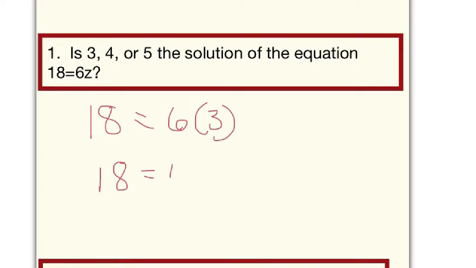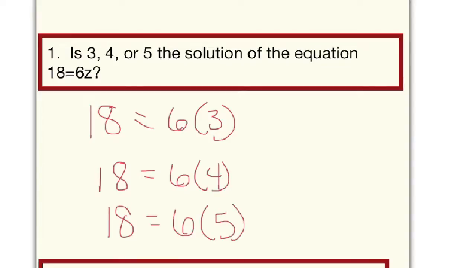18 equals 6 times 4. And 18 equals 6 times 5. Please pause the video now and circle the one that you think is correct. Hopefully, you all chose this one, because this is true. 6 times 3 does equal 18. 6 times 4 equals 24, so that would be false. 6 times 5 equals 30. That also would be false.